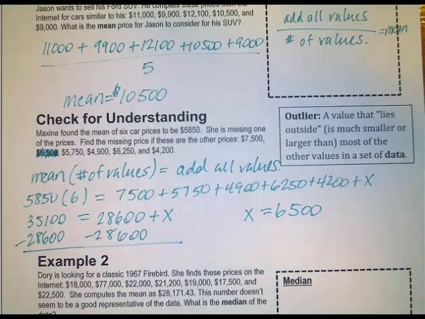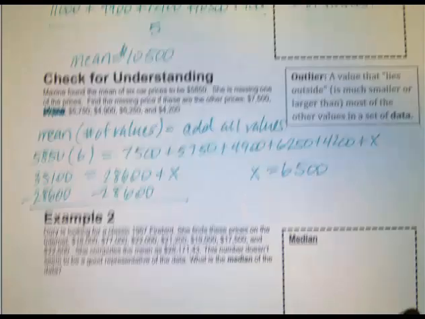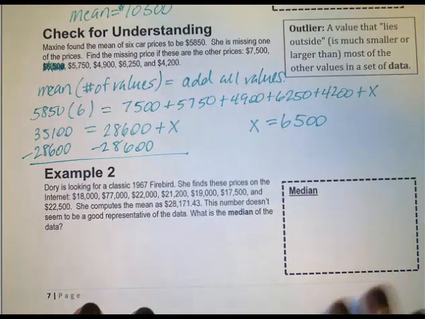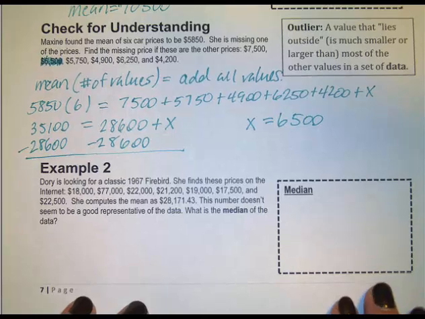It would cause it to either be way high if the outlier is way high, or if the outlier is really low, it'll pull the mean down. All right, so it's important that you look for those outliers and understand what's happening to the information you're given. All right, the next one.